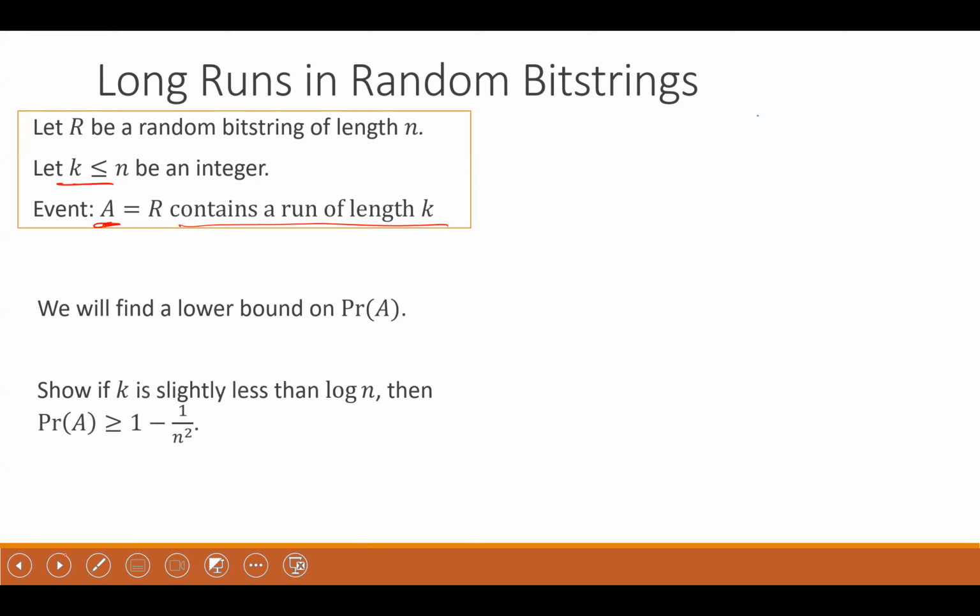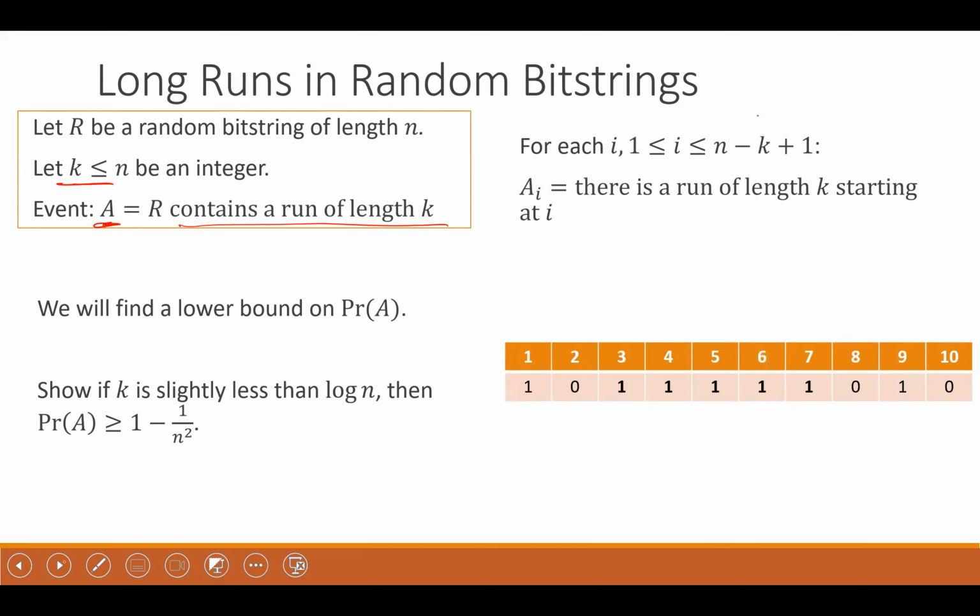What we're going to find is a lower bound, and we're going to define these events. A_i is that there's a run of length k starting at location i. So i can take on the values from 1 to n minus k plus 1, because if it's a run of length k, then if this is k items, the last run of length k could start only there. It can't start anywhere to the right of that.